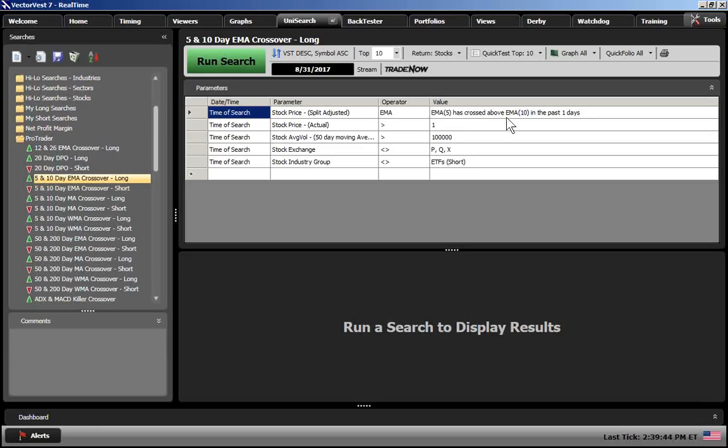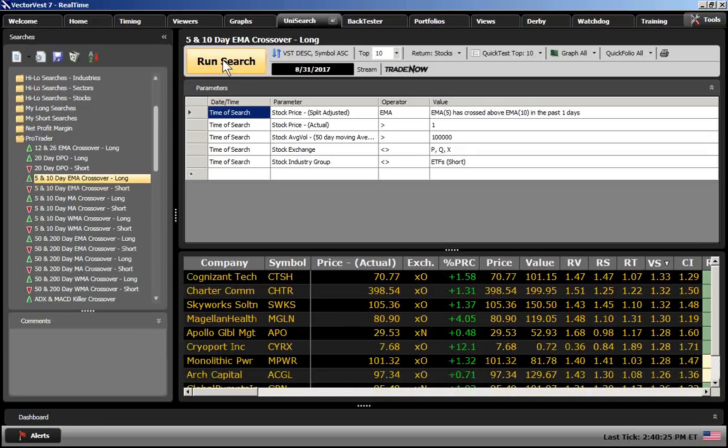Now let's talk about that. We're looking at an EMA 5 is crossed above the EMA 10 in the last 1 day. Price is greater than $1. Average volume greater than 100,000 shares. Stock exchange not equal to the PX and Q. Let me double check here. And we're not looking at ETF short. And yes, we can definitely graph them. Let's run the search. So the 5 and the 10 exponential moving averages crossed on 8/31.